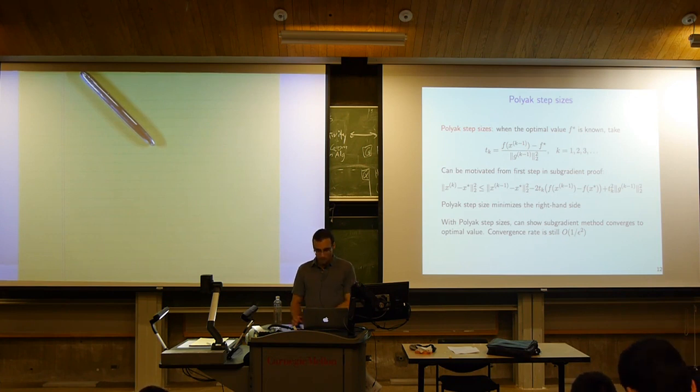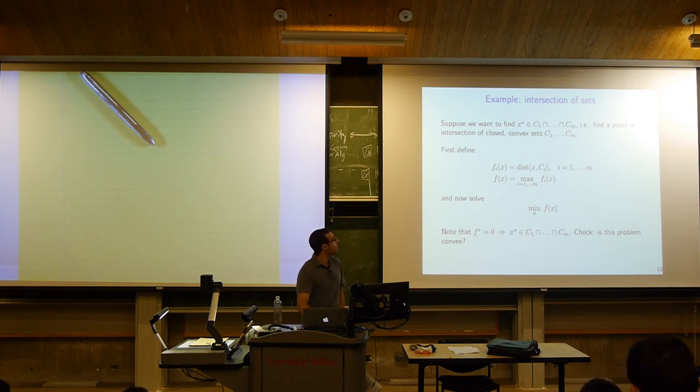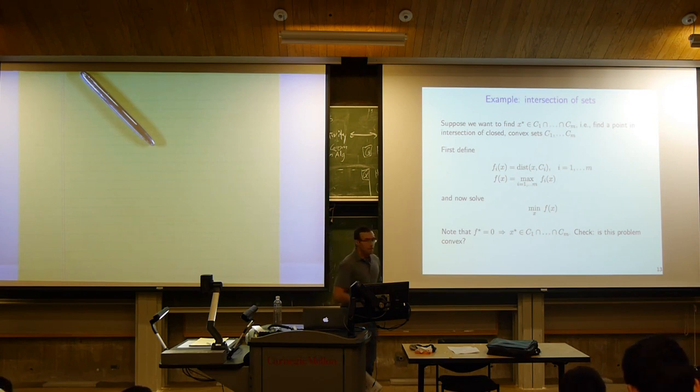Okay. So let's look at an example in which these Polyak step sizes are useful, and it's a pretty simple problem. It's kind of a classic problem. The problem is that you're given a collection of closed convex sets. Let's call them C1 through Cm, and I want to find a point in their intersection. Okay, and let's call that point x star.